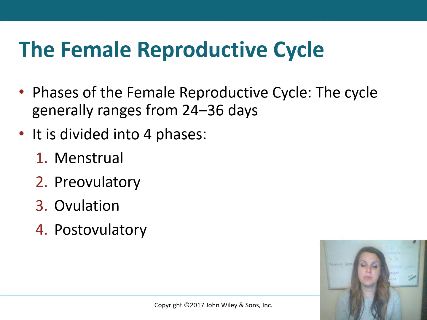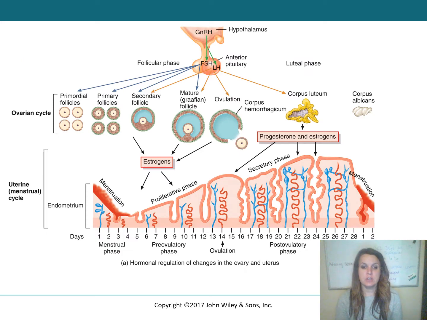So the female reproductive cycle actually takes somewhere around 24 to 36 days, and it's divided into 4 phases: the menstrual phase, the pre-ovulatory phase, ovulation, and the post-ovulatory phase. So in this image, I want you to see that the days of the menstrual cycle are listed at the bottom, and that there's a series of events that occur in each phase.